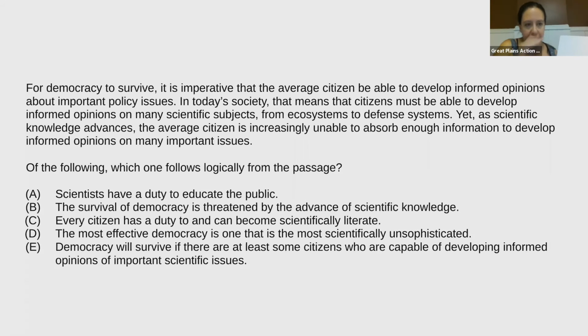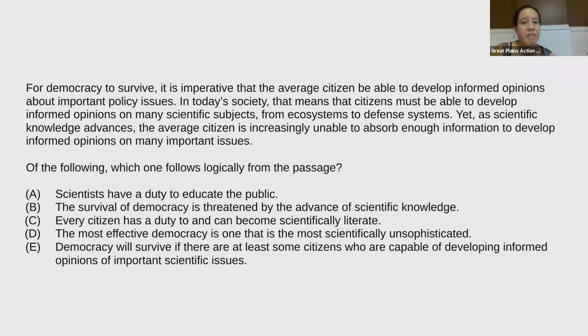How are we doing? Okay, we can get through a couple more. All right. "For democracy to survive, it is imperative that the average citizen be able to develop informed opinions about important policy issues. In today's society, that means that citizens must be able to develop informed opinions on many scientific subjects, from ecosystems to defense systems. Yet, as scientific knowledge advances, the average American is increasingly unable to absorb enough information to develop informed opinions on many issues."